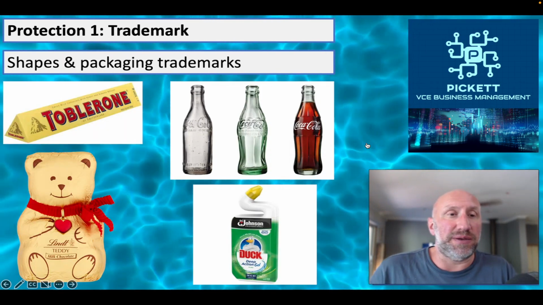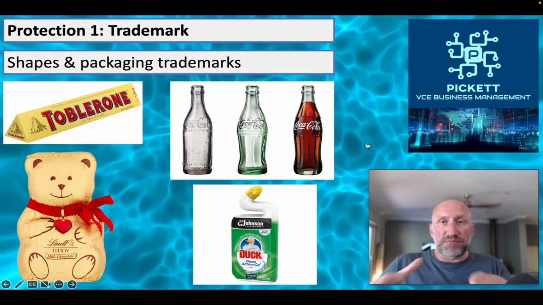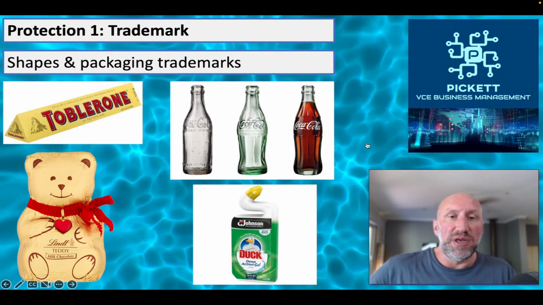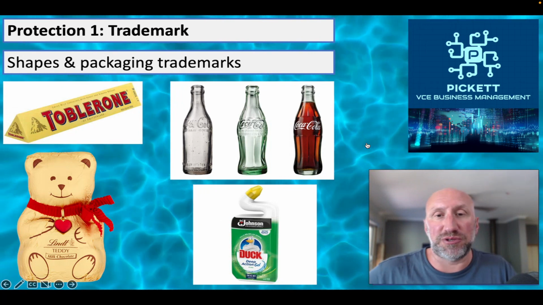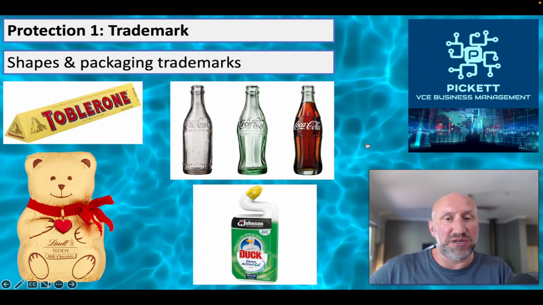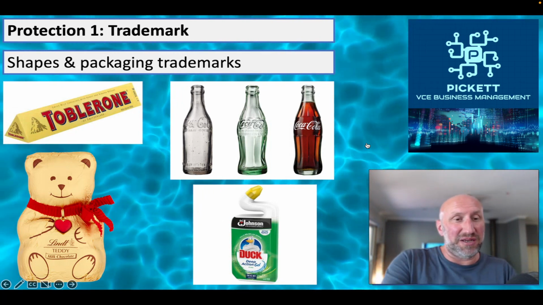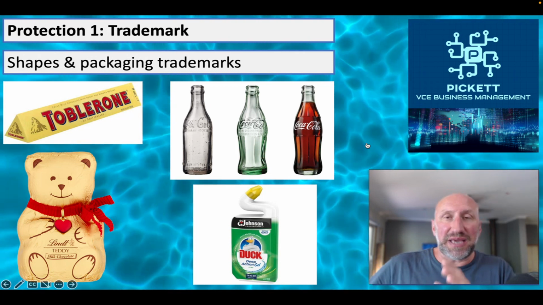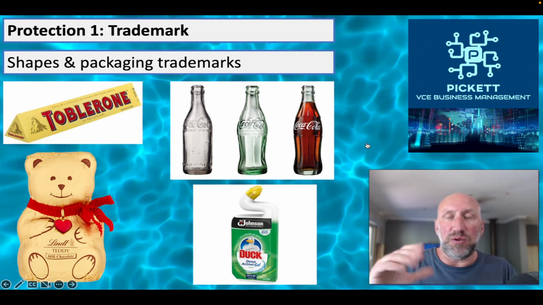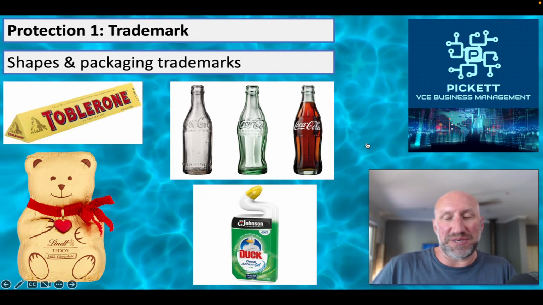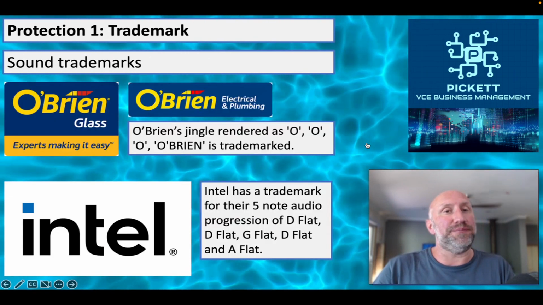Shapes and packaging. Okay, the Toblerone, the triangular cross section, the shape of the Coca-Cola bottle was trademarked. The shape of the toilet duck, the shape of the lint teddy. Again, all of these things have been trademarked so that no other businesses can copy them.